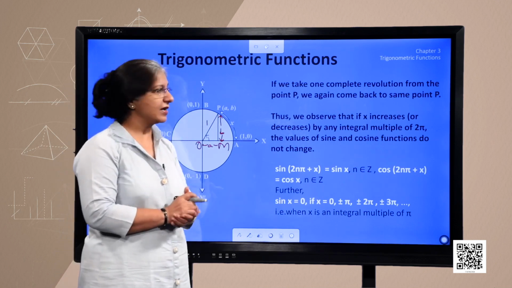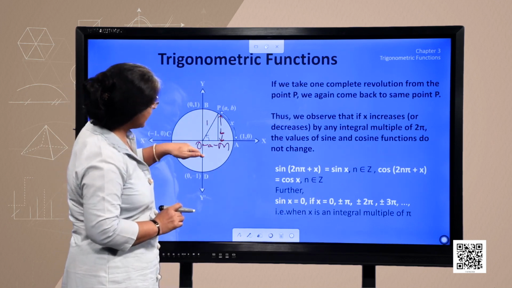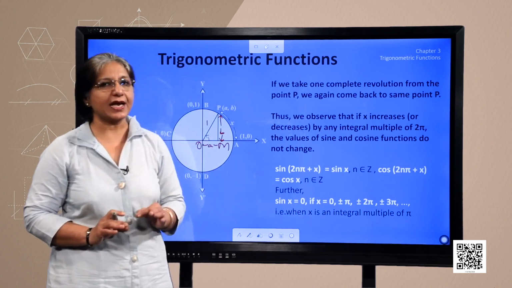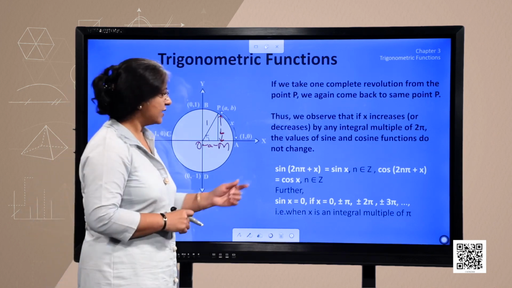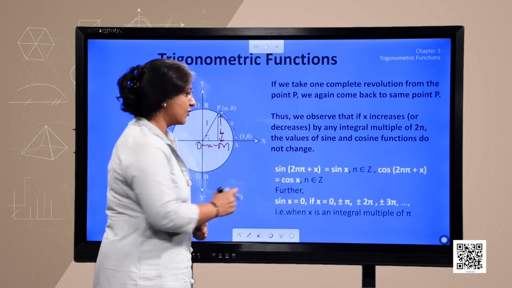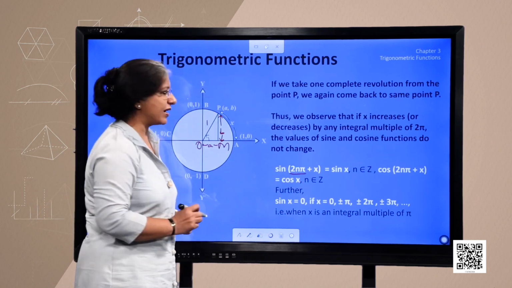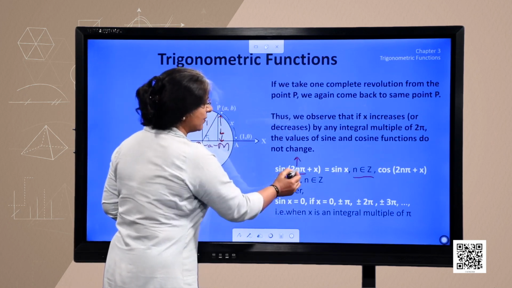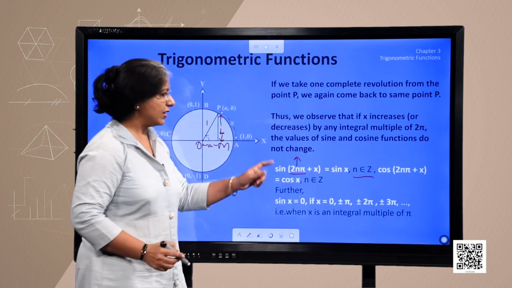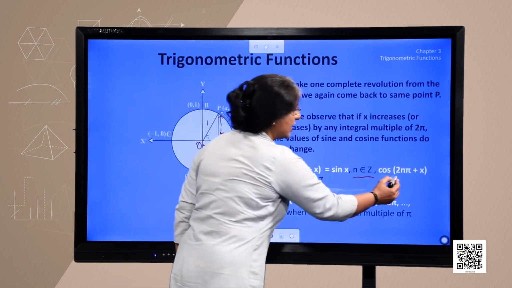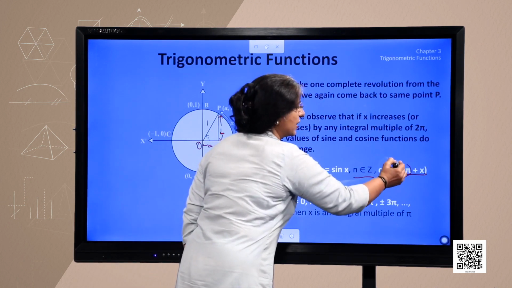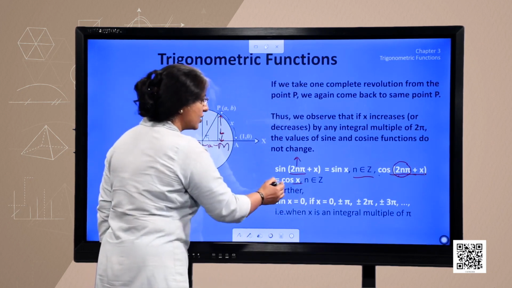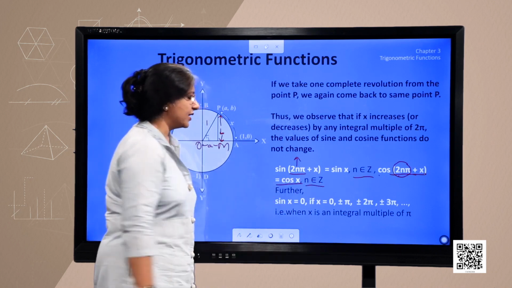Thus, we observe that if x increases or decreases by an integral multiple of 2 pi, the value of sine and cosine function does not change. See, sin(2nπ + x), where nπ is an integral multiple. Why do we call it an integral multiple? Because here n is an integer. So, an integral multiple of 2 pi plus x will be sin x only. Same way, if we add an integral multiple of 2 pi to x, cos(2nπ + x) will remain cos x only for any integer n.